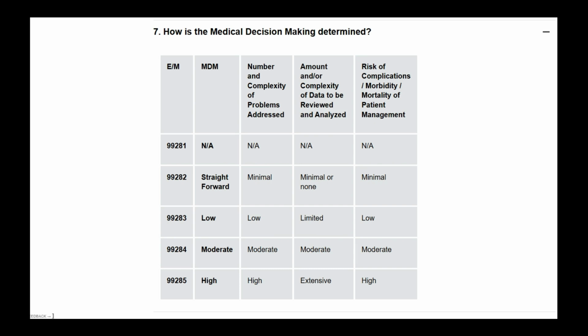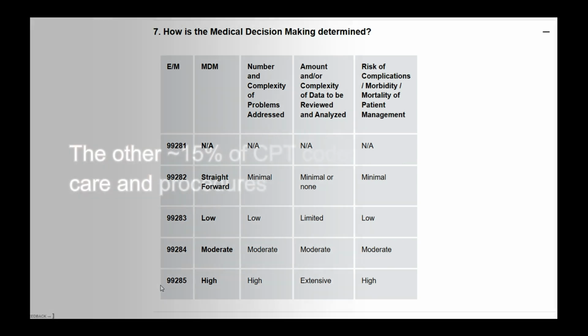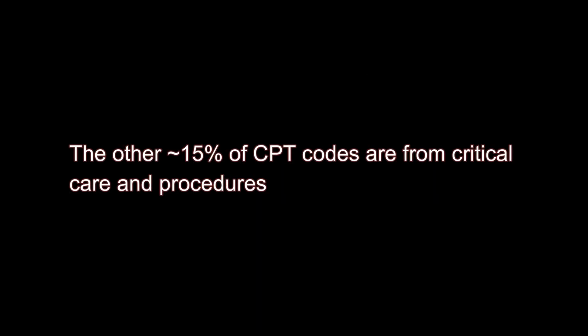The CPT codes range from 99281 here, aka a level 1 chart indicating the lowest acuity and complexity, to a 99285 chart down here, or a level 5 chart, indicating the highest acuity and complexity without accounting for critical care CPT codes. If you're curious, the other 15% of CPT codes are from critical care and procedures.